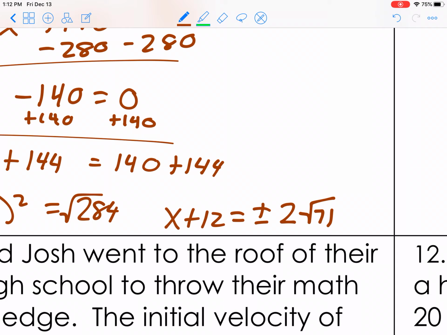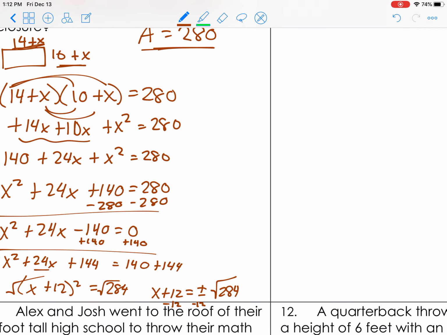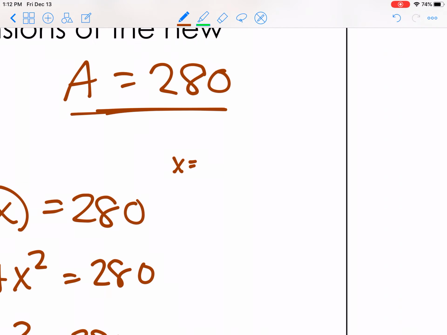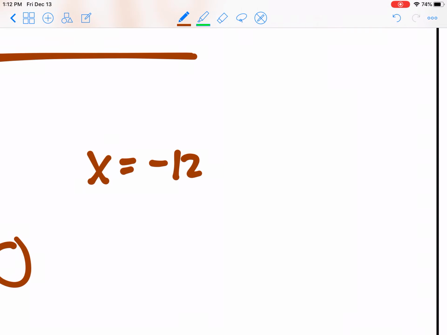Okay, well actually, when we're solving story problems, we don't care about simplifying. So sorry, let me go ahead and leave that root 284 because what we're going to do is try to get a decimal approximation. So let me solve for x first. I can do that by subtracting 12 from both sides. Okay, I'm going to try and find some space where I can rewrite this. So we get x equals negative 12 plus or minus the square root of 284.